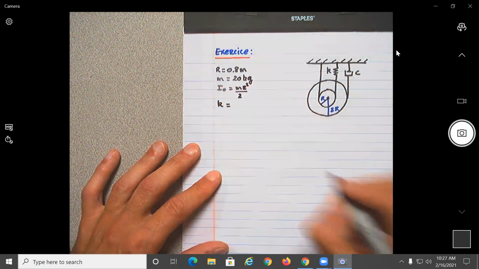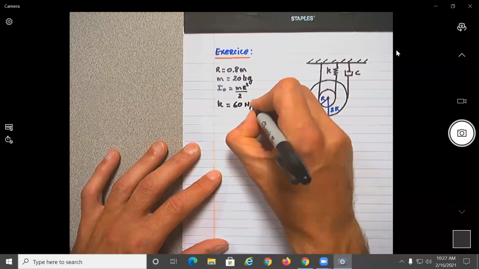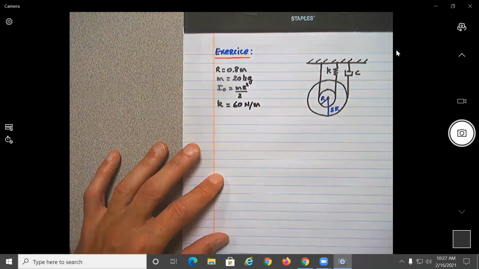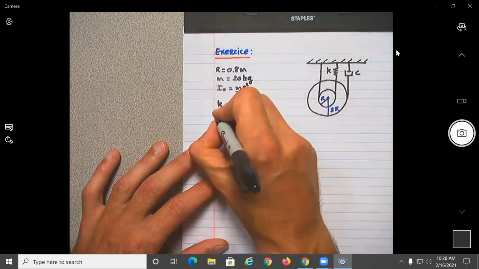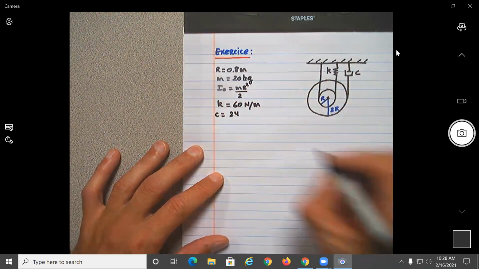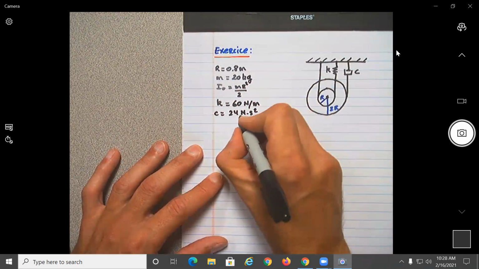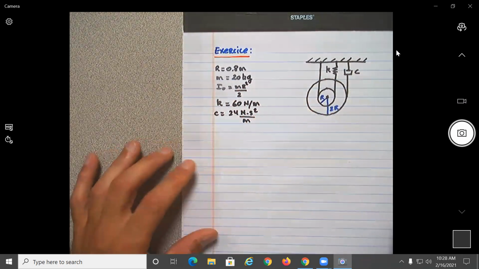The spring has a stiffness of 60 Newtons per meter, and the damping is 24 newton seconds squared divided by meters.